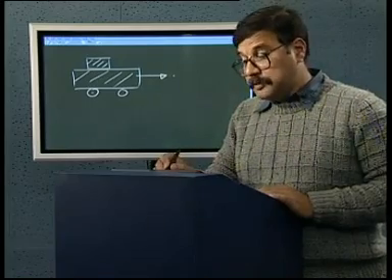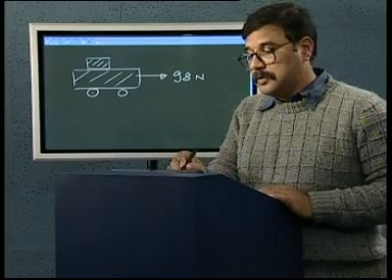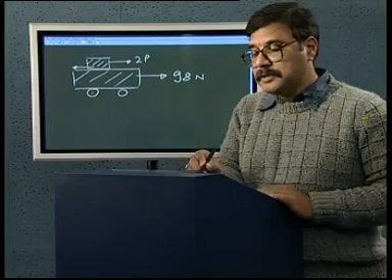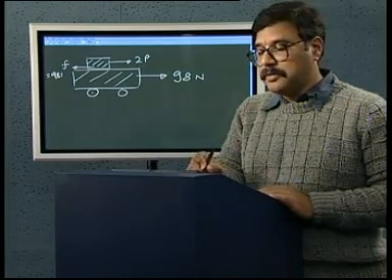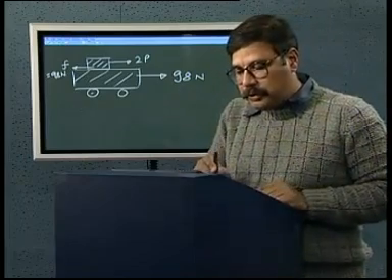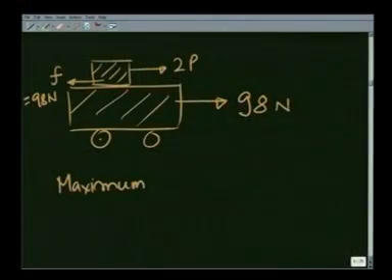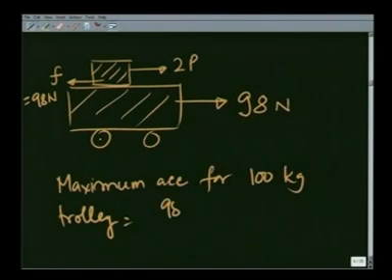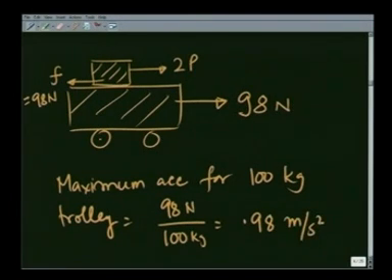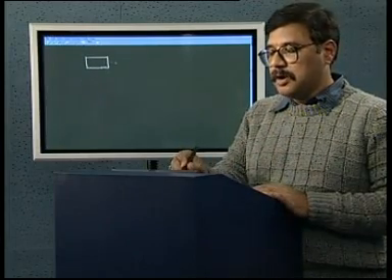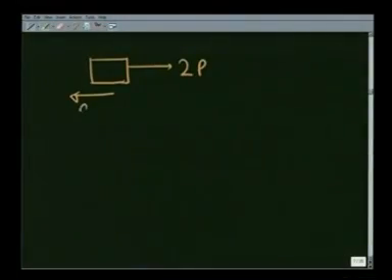This fellow is moving this way. Maximum force it can have in this direction is 98 newtons. This has a force 2P, and this has a force F maximum, 98 newtons. So, the maximum acceleration for the 100 kg trolley is 98 newtons over 100 kg, which is 0.98 meters per second square. If the acceleration of the top 20 kg mass happens to be larger than this, then there will be sliding. If it is less, then there will be no sliding.